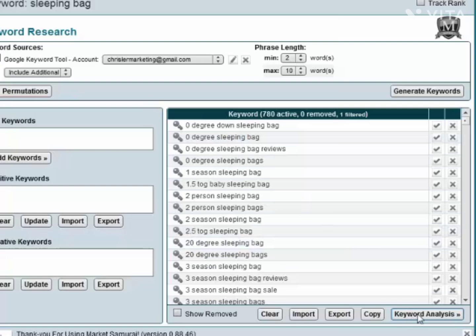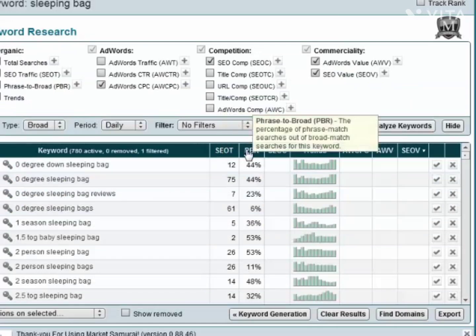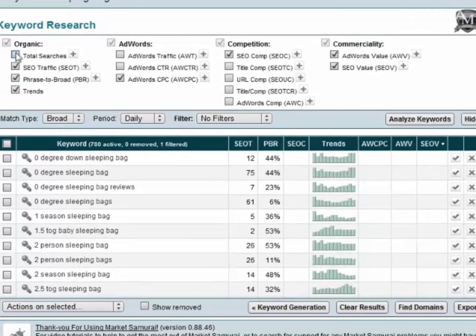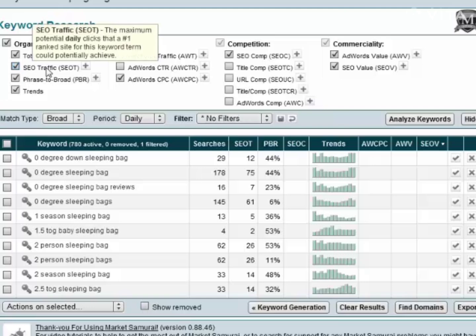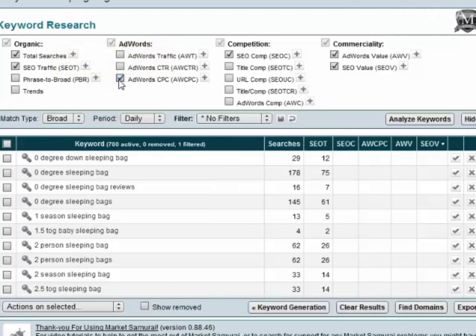So now what we're going to do is go to keyword analysis. And this is going to give us, of course, our traffic. This is phrase too broad, not something I'm really interested in at the moment. Let me slide this over. So what I want is total searches. You can leave SEO traffic. That'll estimate how much traffic you would get if you were ranked number 1. I don't really want phrase too broad. Trends can be nice because you can see if the trend peaks during different times of the year. I personally am not real interested.